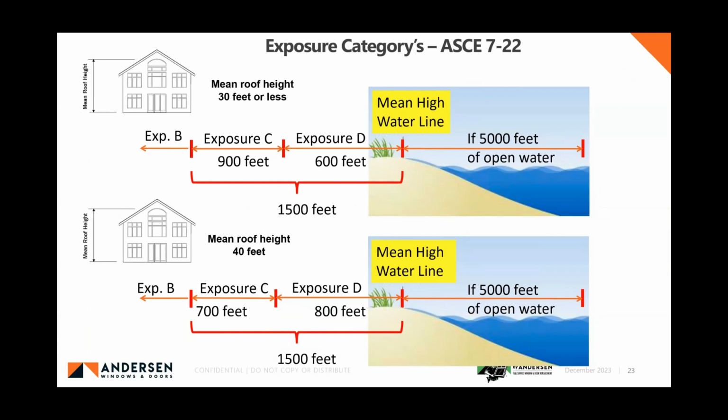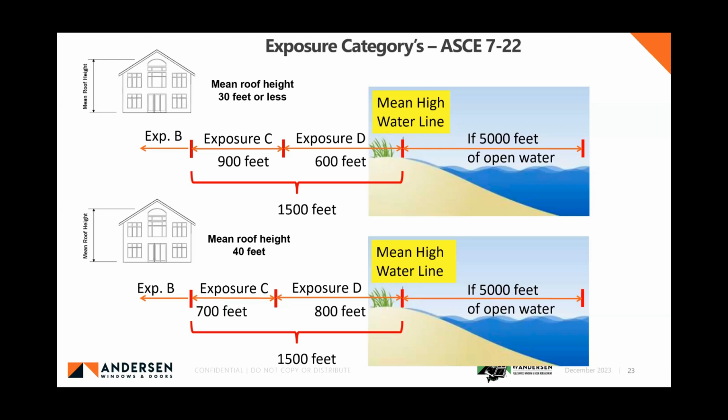And lastly, on exposure categories, I won't go into too great a detail, but the important thing to remember regarding this particular slide is that there's a transition from exposure D to C to B. As long as you stick with the rule that you have to have 1,500 feet in all directions for exposure category B, you'll be fine. But exposure D doesn't immediately end and exposure B start.